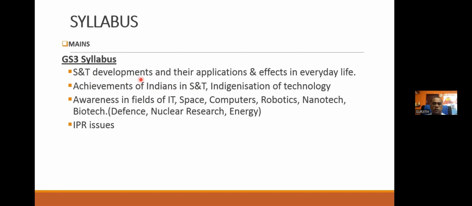So the next line says indigenization of technology. Can you see this particular thing? Indigenization of technology. What do you mean by indigenization? The word indigenization. Indigenization means on our own.